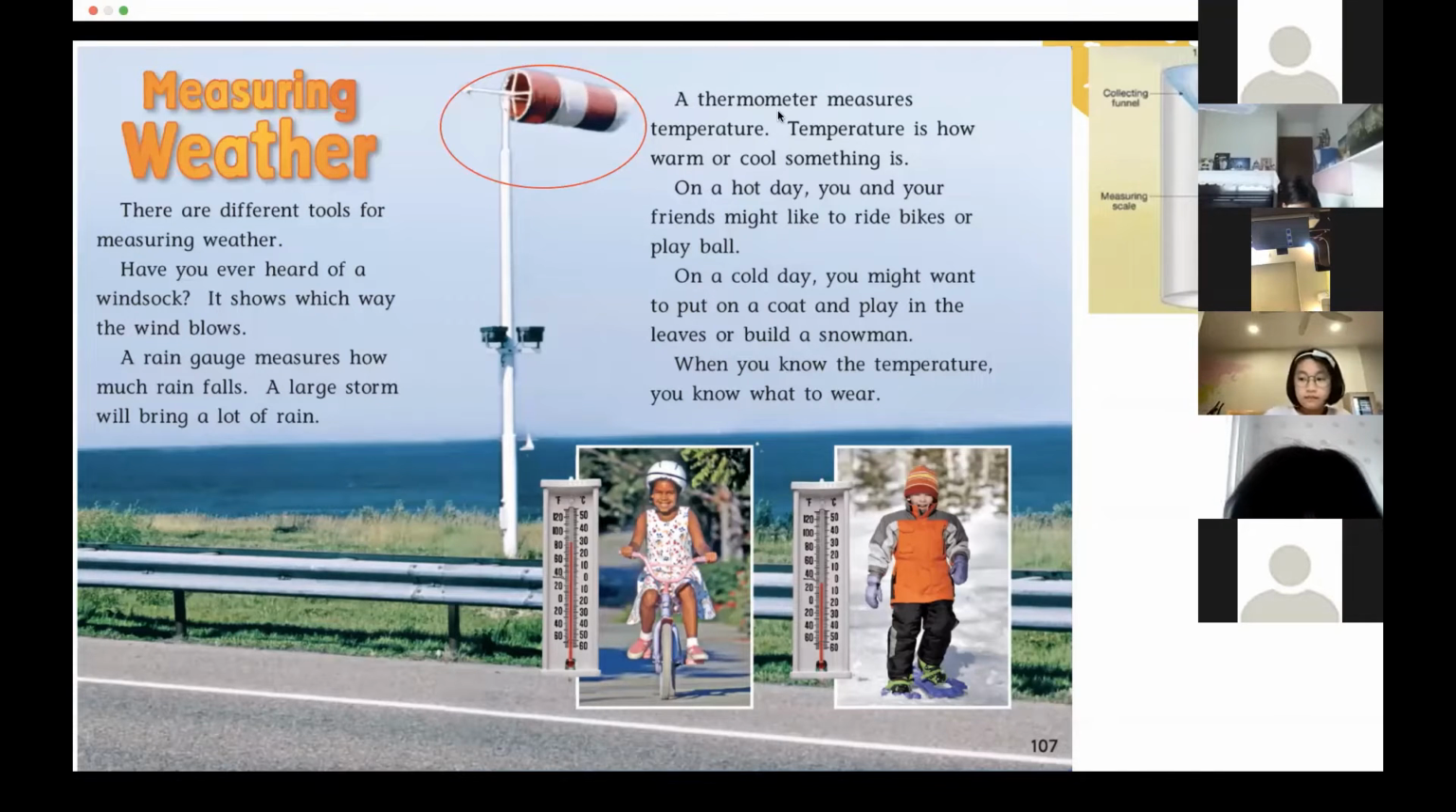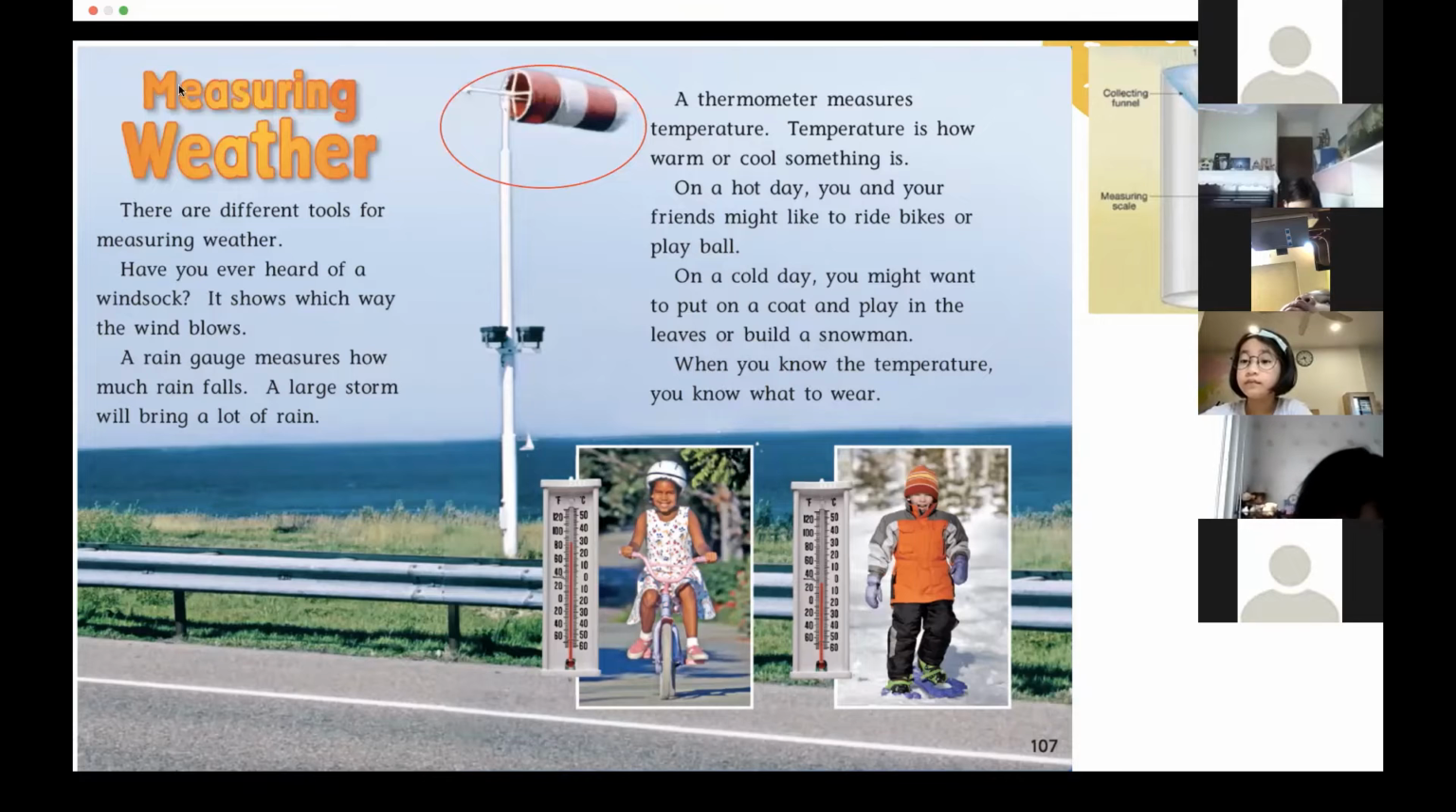A thermometer measures temperature. Temperature is how warm or cool something is. On a hot day, you and your friend might like to play outside. On a cold day, you might want to put on a coat and play in the leaves. When you know the temperature, you know what to wear.